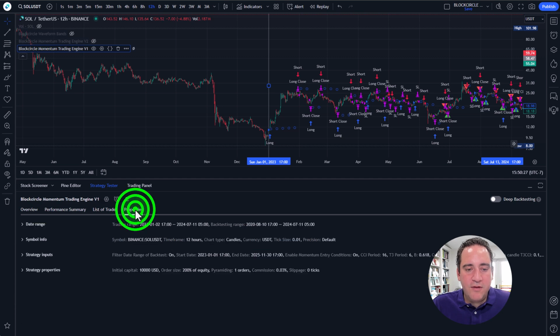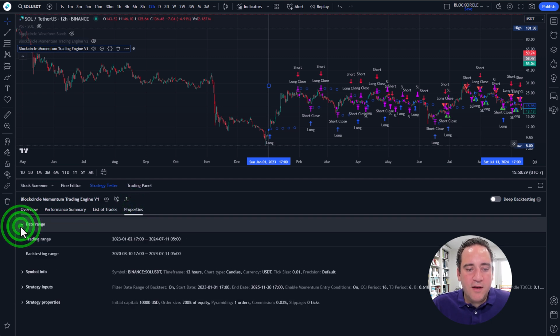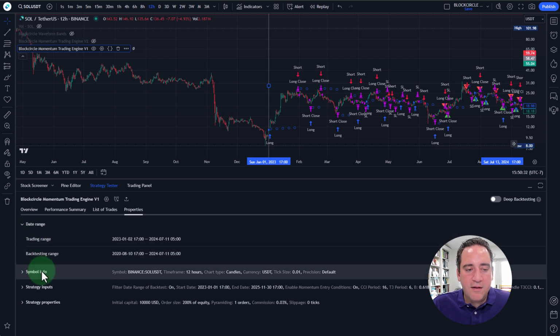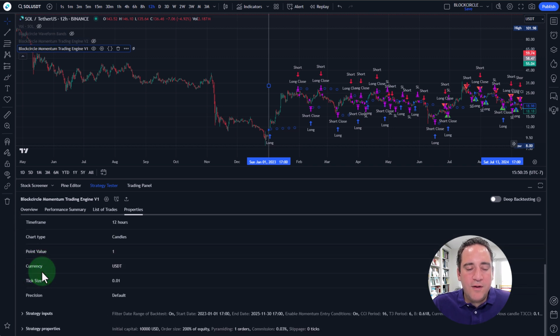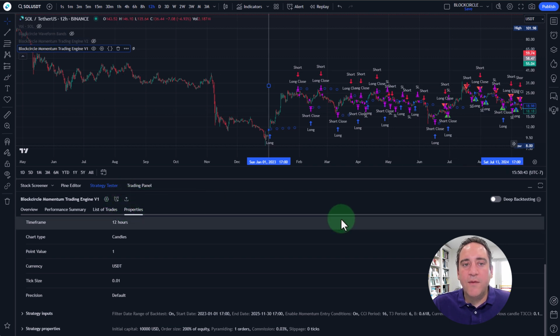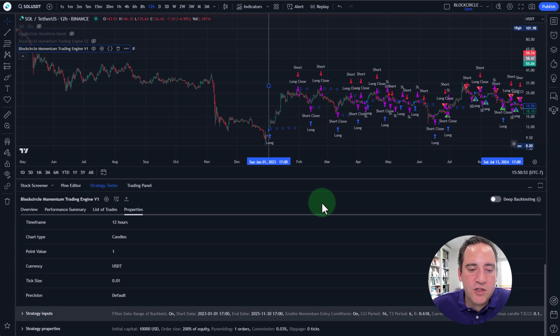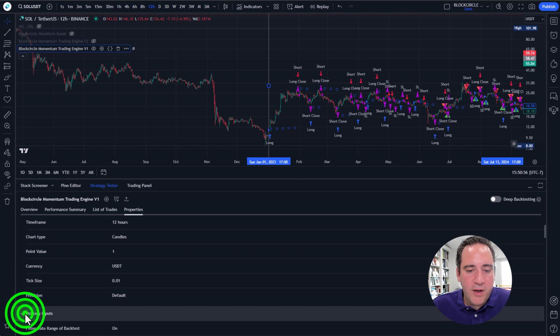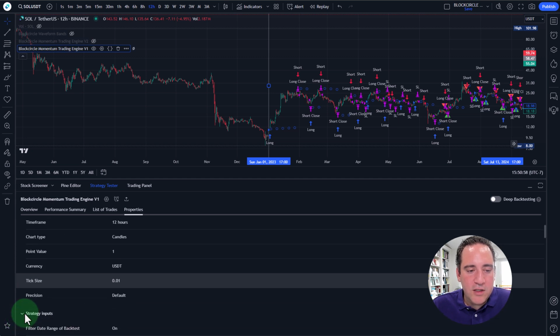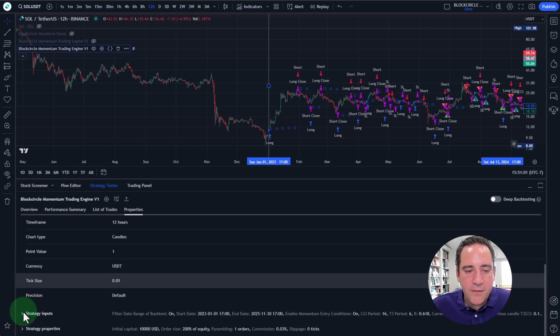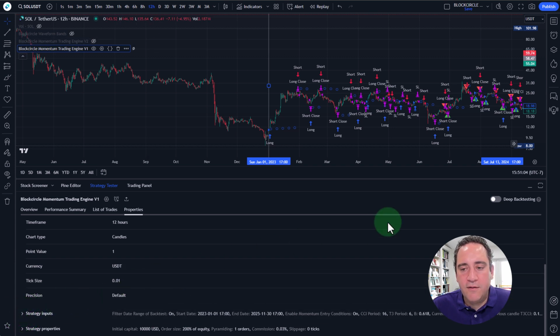And then the last tab is the properties tab. This allows you to see exactly what the trading range is, the backtesting range is, the symbol info. Depending on what type of premium paid plan you have with TradingView, you can click this button, which allows you to export the entire trading configuration. Once you have the trading configuration exported, you can distribute that configuration and brainstorm it with others, right? So you can share your settings with others. Another way of doing that is to literally just take a screenshot of your strategy inputs and then send that, right? So that's obviously the easiest way.